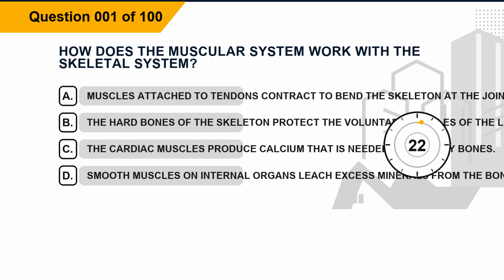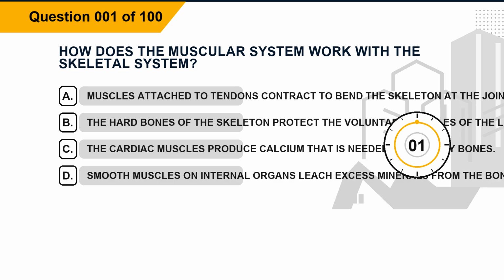Question 1. How does the muscular system work with the skeletal system? Option A. Muscles attached to tendons contract to bend the skeleton at the joints. Option B. The hard bones of the skeleton protect the voluntary muscles of the limbs. Option C. The cardiac muscles produce calcium that is needed for sturdy bones. Option D. Smooth muscles on internal organs leach excess minerals from the bones.